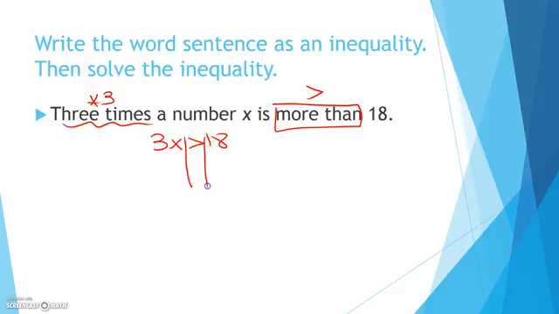And I'm going to solve this inequality. Since this is a multiplication problem, I'm going to use division. And I'm going to divide both sides by 3. I'm left with x on the left side. And then on our right side, I'm dividing 18 by 3, and I get 6. So I have x is greater than 6. Again, my directions don't say to plot or graph this, so I'm not going to graph it.